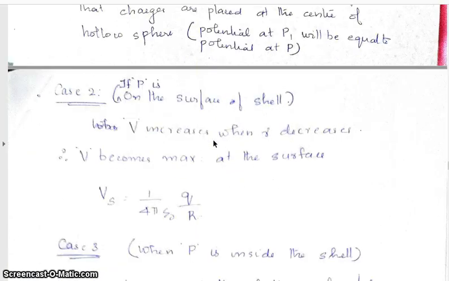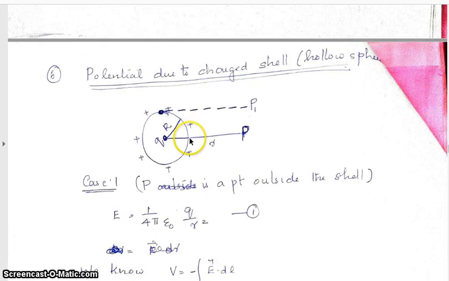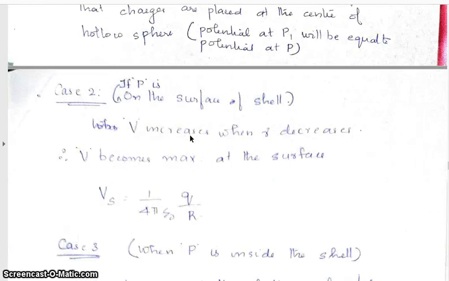In case 2, we have to find the potential if P is on the surface of the shell. Here, if P is on the surface of the shell, then you know the radius of the sphere is R, right? Then what will be the equation for V? V is equal to 1 by 4 pi epsilon 0 Q by capital R. And since it is at the surface, I am writing it as Vs is equal to 1 by 4 pi epsilon 0 Q by capital R.